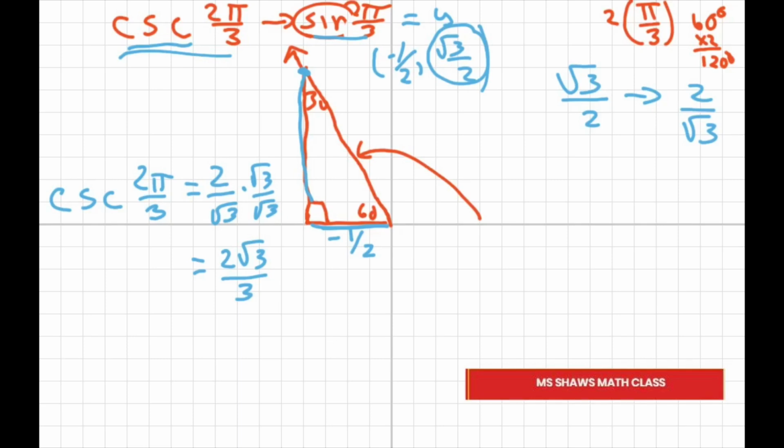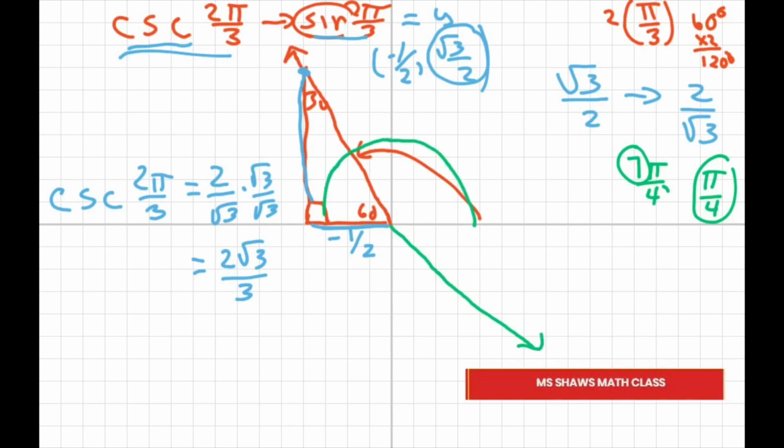So 7 pi over 4, and let's remember the pi over 4s are 45 degrees. That means there's 7 of them. So that will be down in here, because that would be 1, 2, 3, 4, 5, 6, 7. So there you are. Now I draw up to the x-axis. I know that's a 45 degree one. So this is 45. Well, that's not 45. That's 45. Wait. 45, 45, 90.